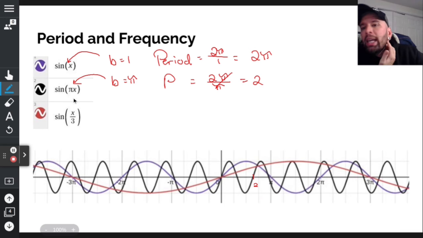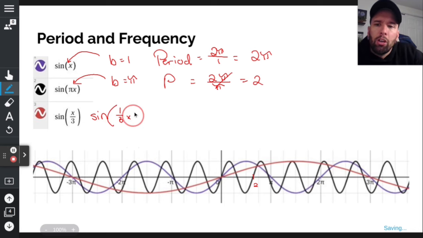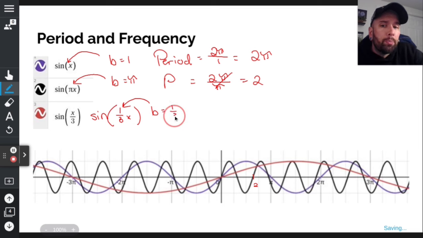So multiplying a number to x compresses your function. Dividing a number stretches it out. Okay. And so I would look at this, and some people might be like, well, there's no number in front of x. The number's on the bottom. Listen, buddy. Stop talking like that. You can write this out as 1/3 x, which means b would be 1/3.